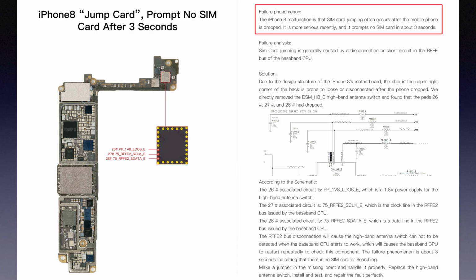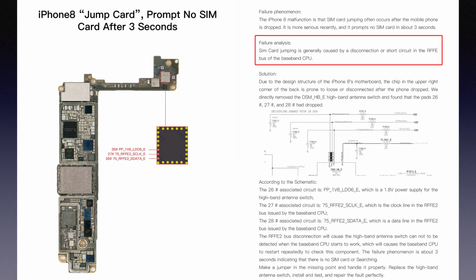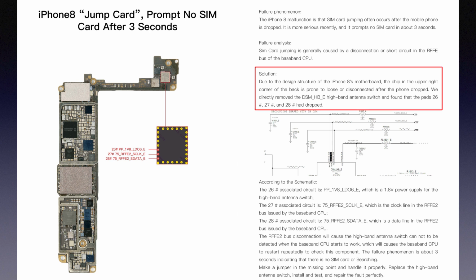This case is about the iPhone 8 malfunction, where SIM card jumping often occurs after the mobile phone is dropped. It is more serious recently, and it prompts no SIM card in about 3 seconds. Analysis is, SIM card jumping is generally caused by the disconnection or short circuit in the RFFE lines of the baseband CPU. Solution is, due to the design structure of the iPhone 8's motherboard, the IC in the upper right corner of the back is prone to loss or disconnection after the phone is dropped.